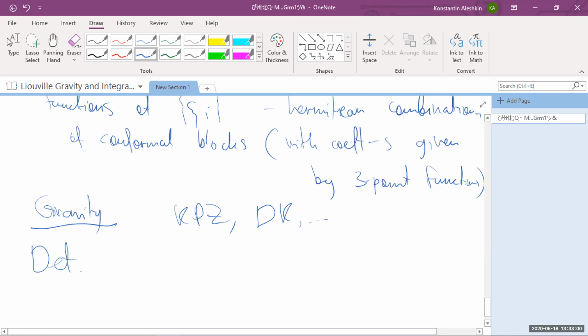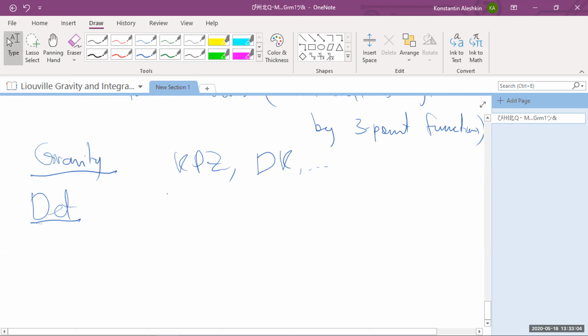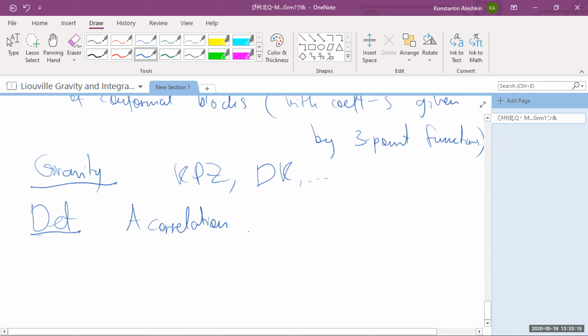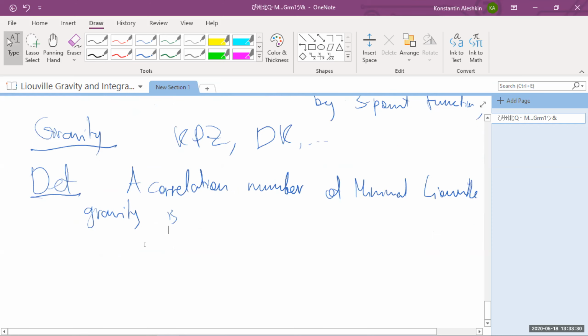So maybe I read the definition. Here it's called a correlation number because if we integrate all the insertions, it will not depend on anything, so it will be just a number. The correlation number of minimal Liouville gravity, the notation is the following. I use this bold O, with m1 and 1 up to mk and k. And today I'll work in genus 0 and open genus 0, where again these indices are from the Kac table.